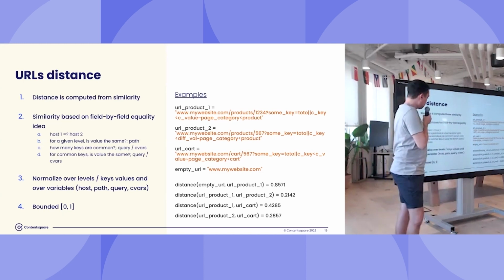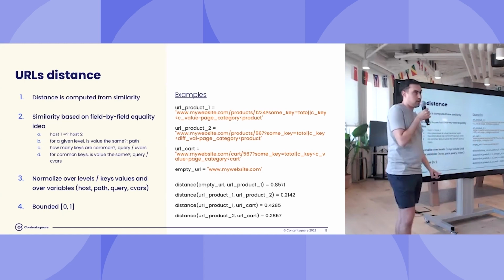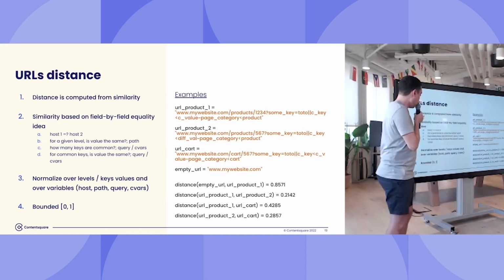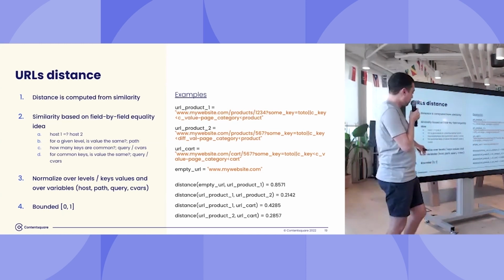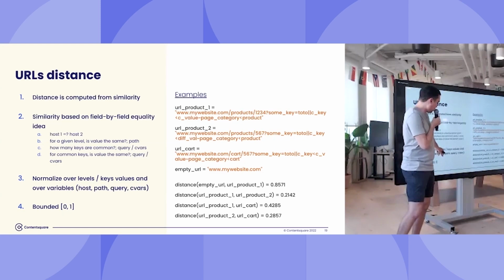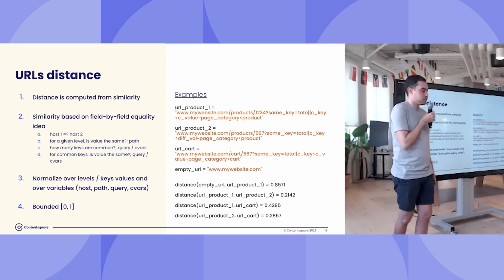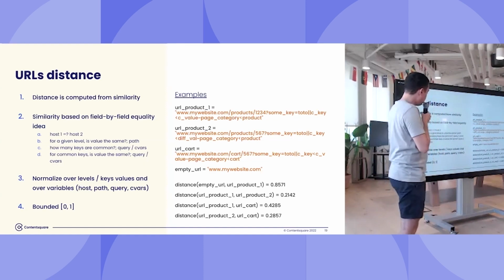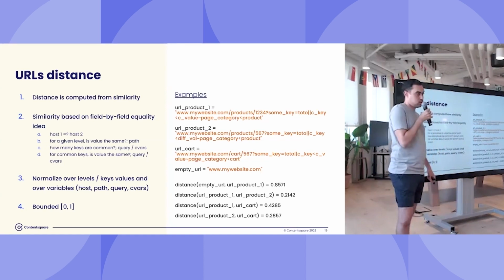We normalize all of this over the levels, the keys and the values of the queries and CVARs, and also over the variables, so that the impact of host, path, query, and CVARs is exactly the same on the distance. And because of normalization, the distance is bounded between 0 and 1.